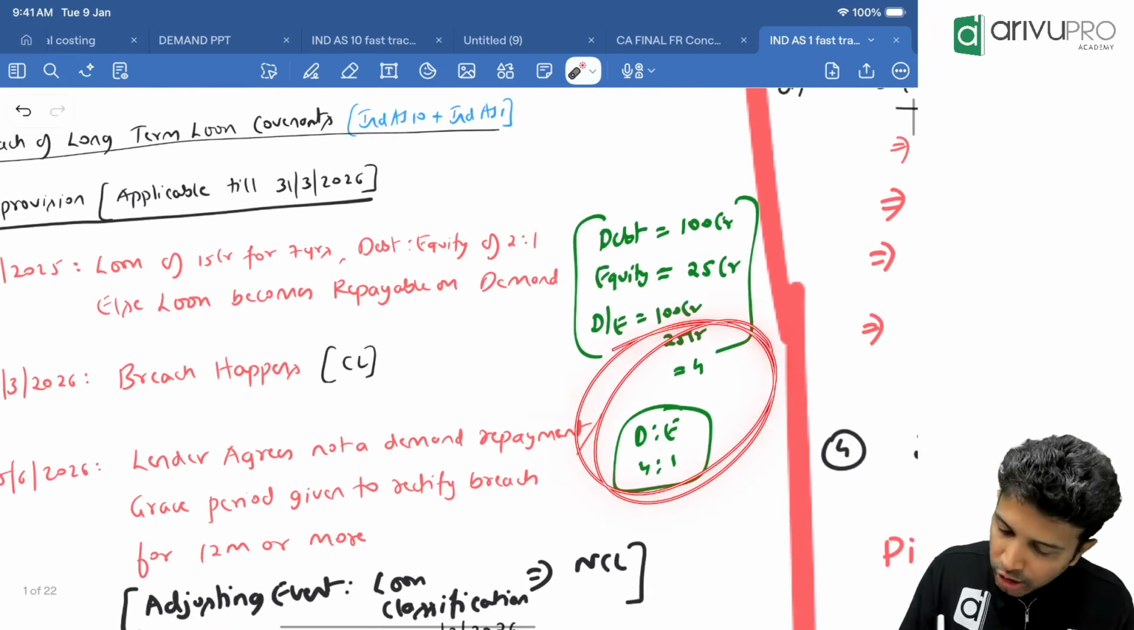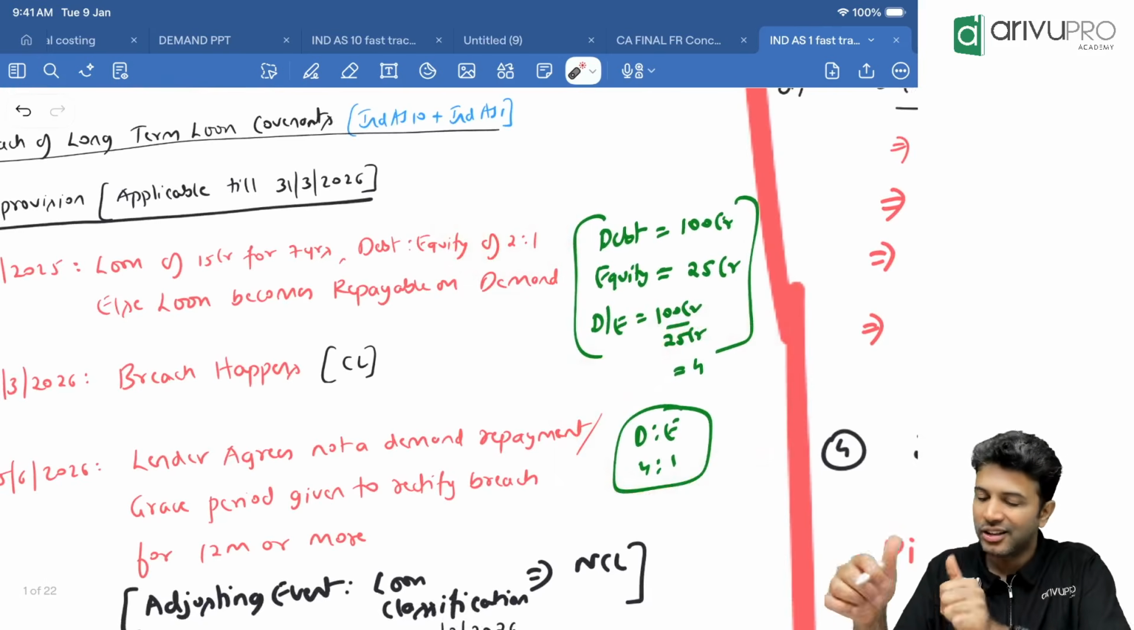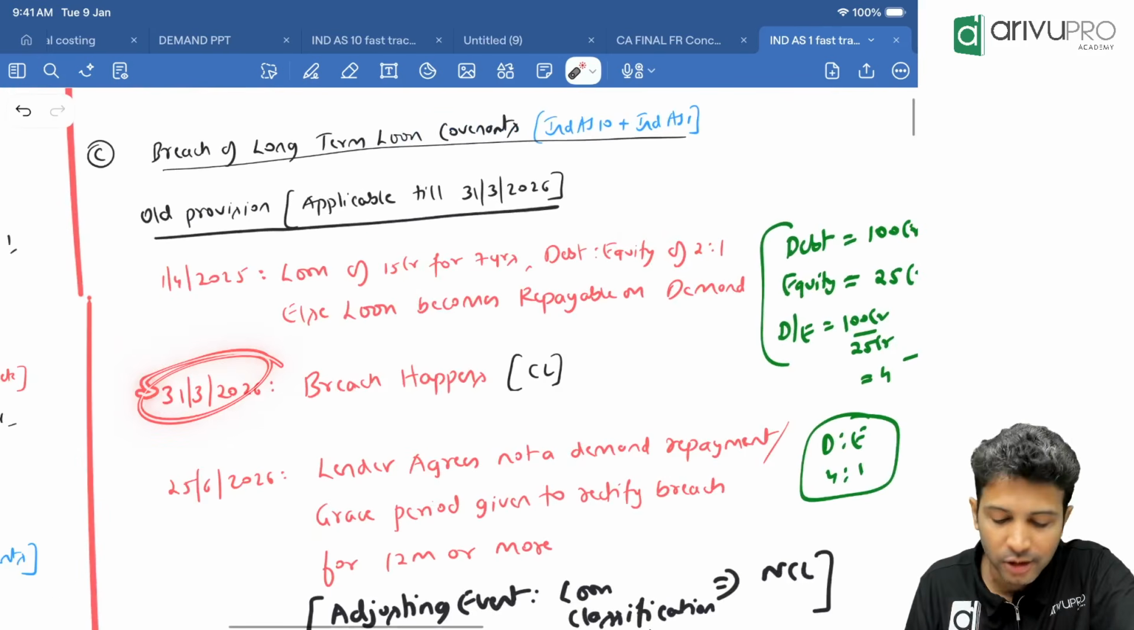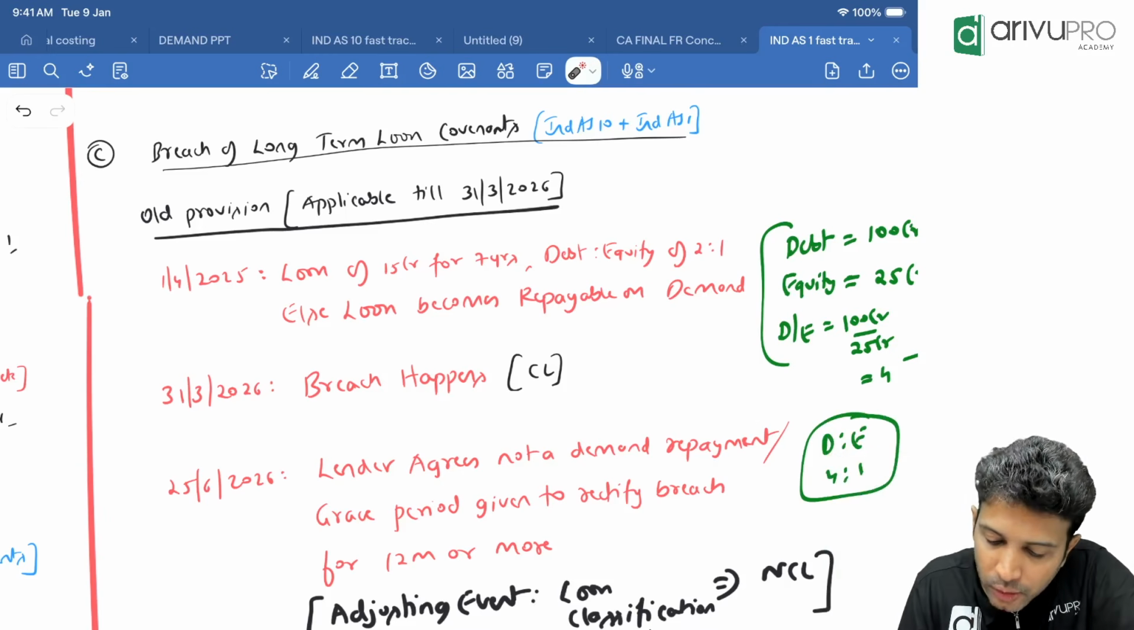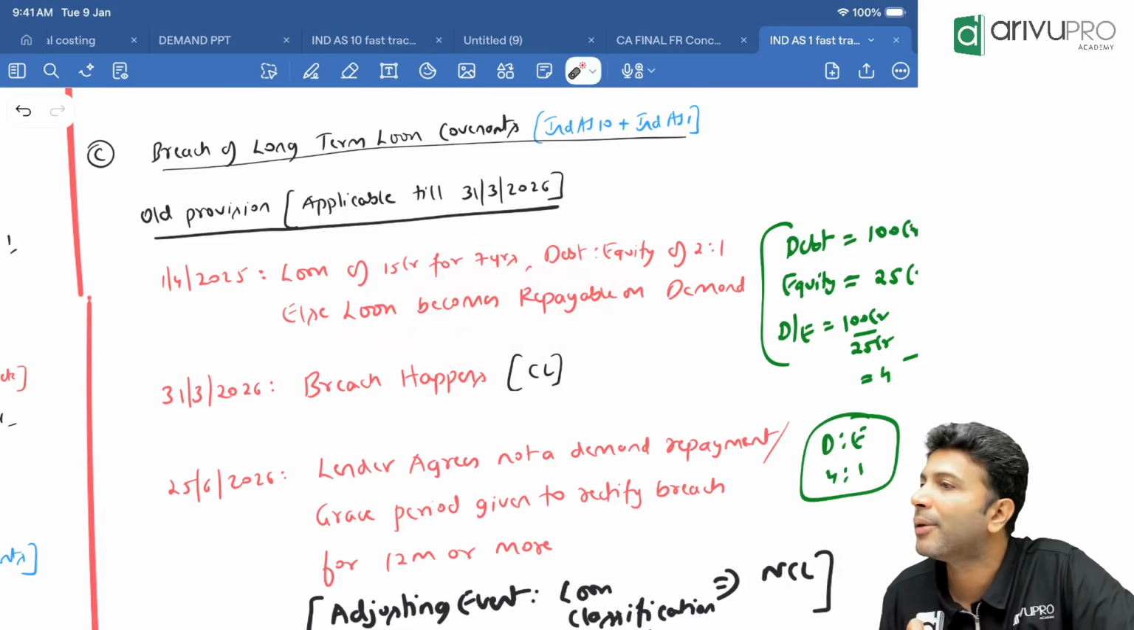Now here, did it cross? Did we exceed 2:1? Yes. That means on 31st March 2026, the loan has become what? Breach has happened. Whenever you violate the condition, what will happen to the loan? It will become repayable on demand.